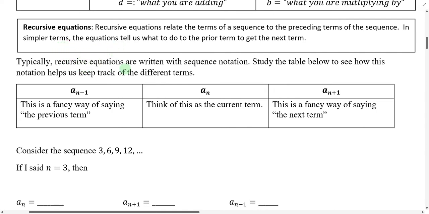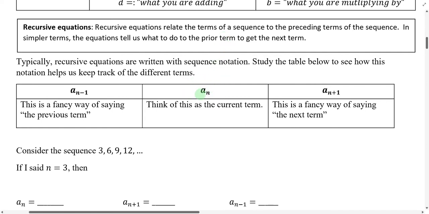We typically write recursive equations with sequence notation, so we'll see the a sub n stuff quite a bit when we talk about recursive equations. It's probably the easiest way to write a recursive equation. So we're going to study the table below. We're going to take a look at this table and talk about the different notation that helps us keep track of the different terms as we write these equations, okay?